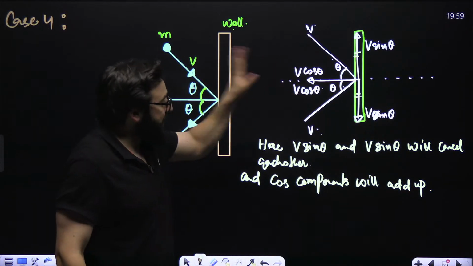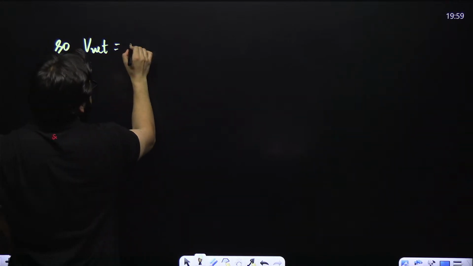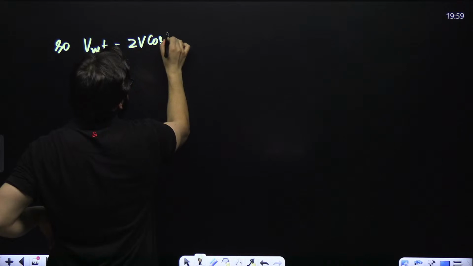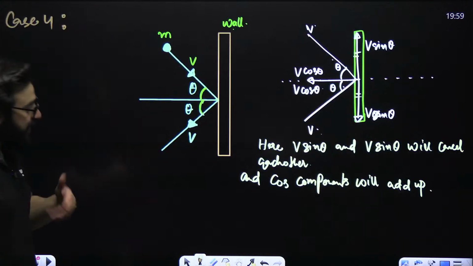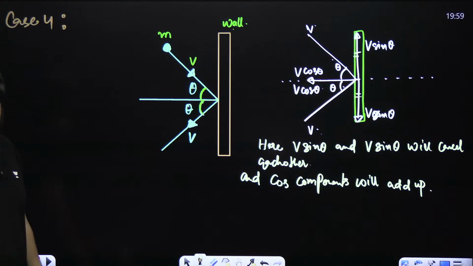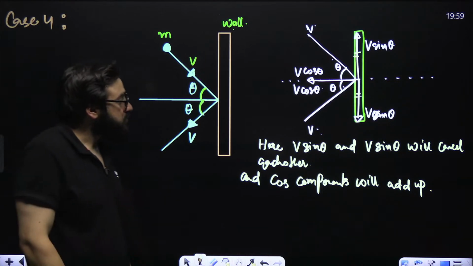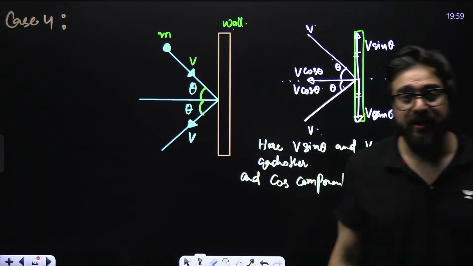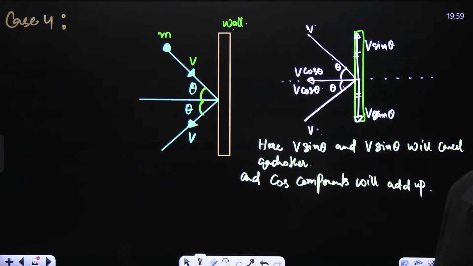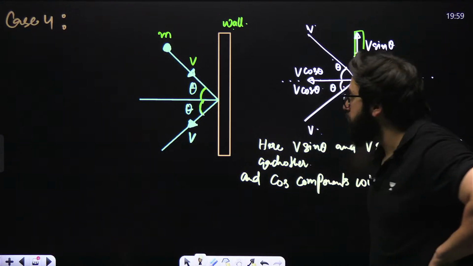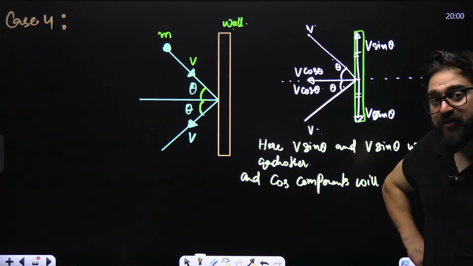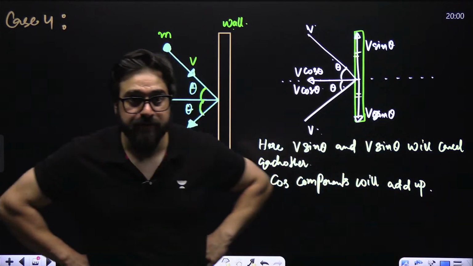So now, how much is the net velocity in this particular case? We can say V net will be simply 2V cos of theta. Now guys, in this particular case, listen to me very carefully. You are supposed to tell me the change in momentum. Can you tell me in the chats what will be the value of change in momentum in this particular case?